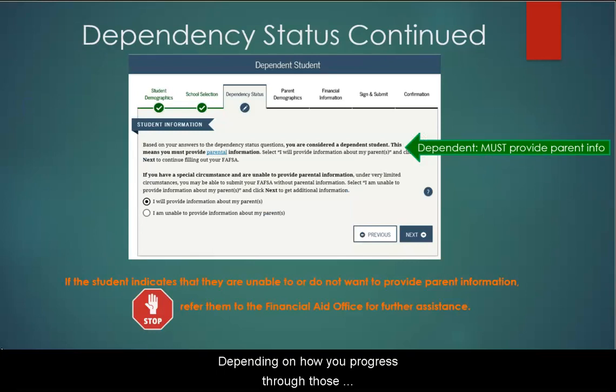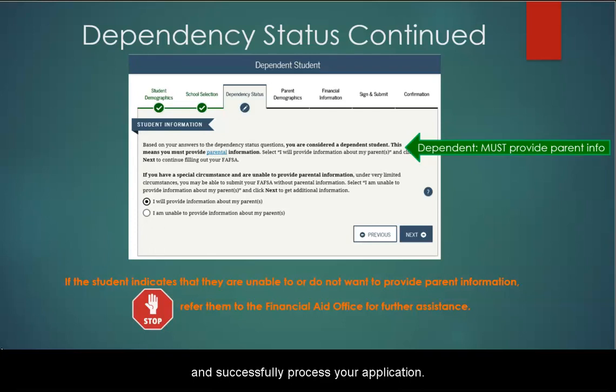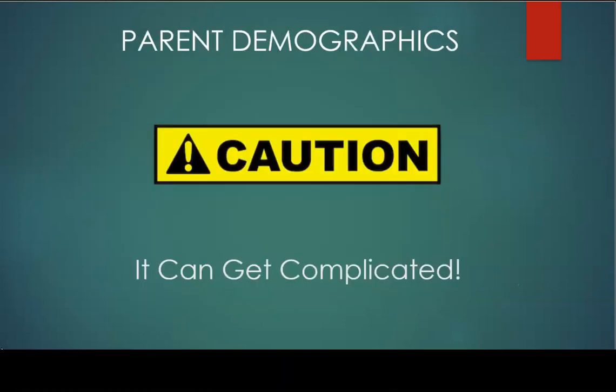Depending on how you progress through those questions, most students will see that they are a dependent student. Here, you will be asked if you will provide parent information. You need to provide parent information in order to submit and successfully process your application. If, for any reason, you are unable to provide parent information, please make sure to reach out to our financial aid office for further assistance.